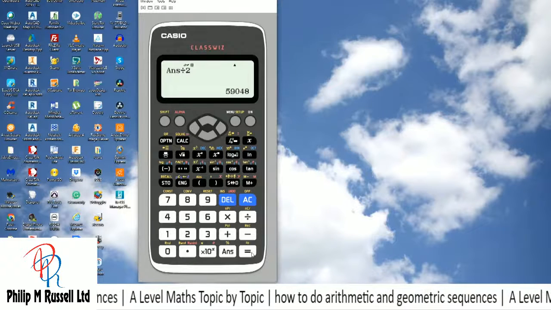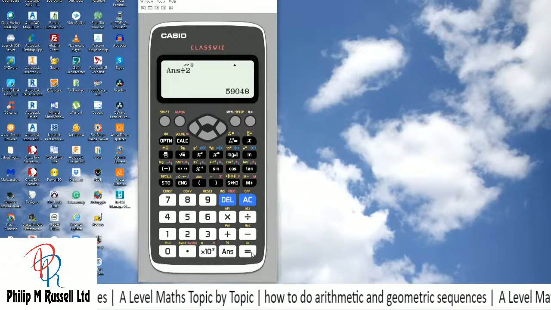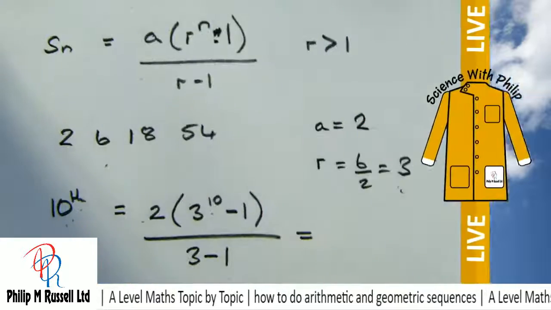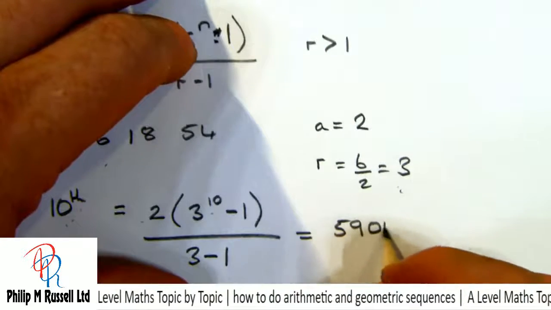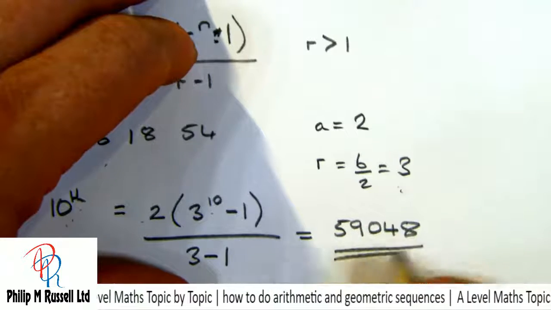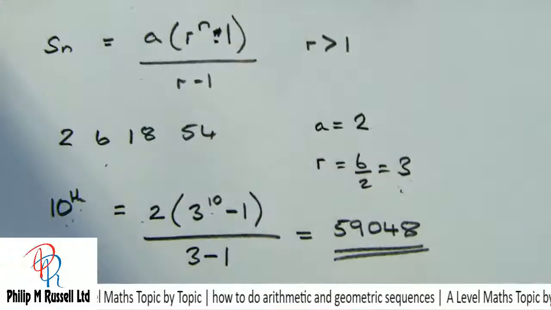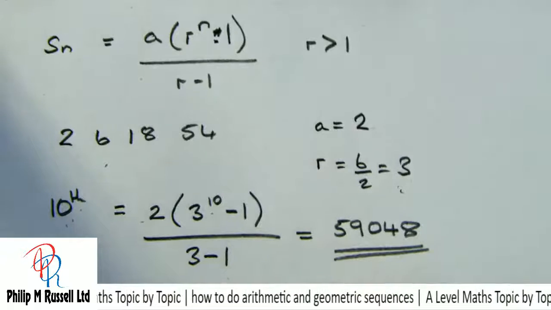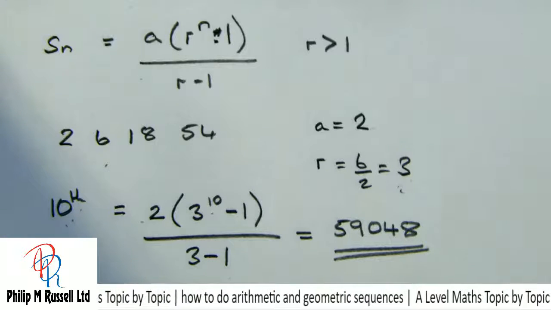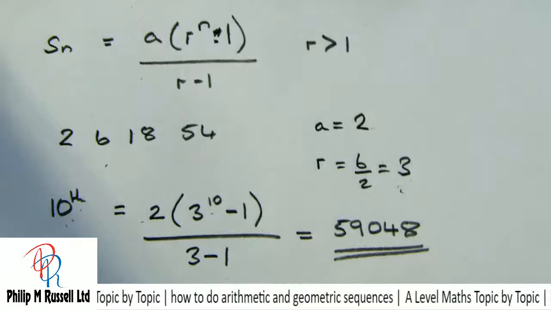And done that, and it comes out with 59048. And there's the sum of my geometric sequence. Geometric sequences tend to have very large numbers here if you're not careful.